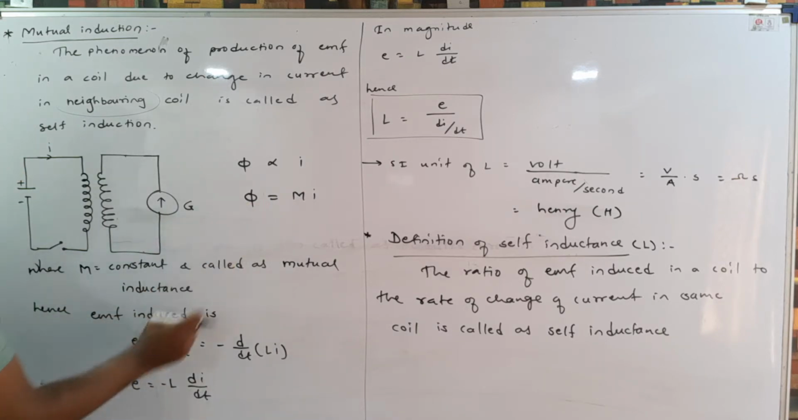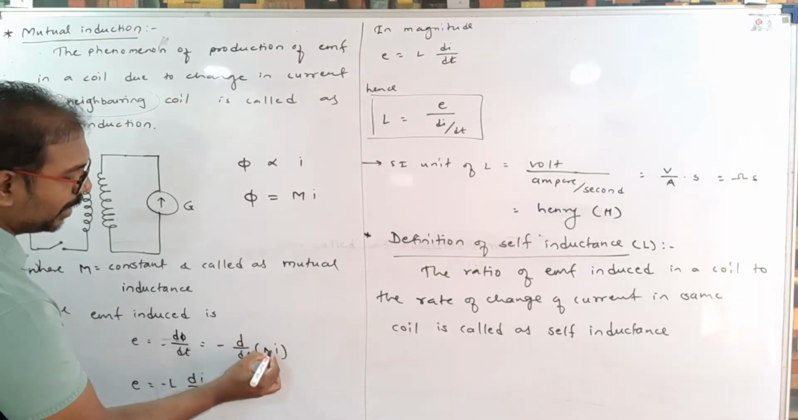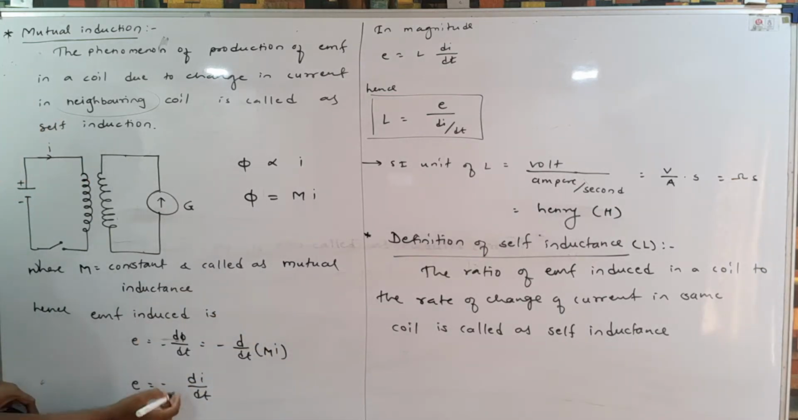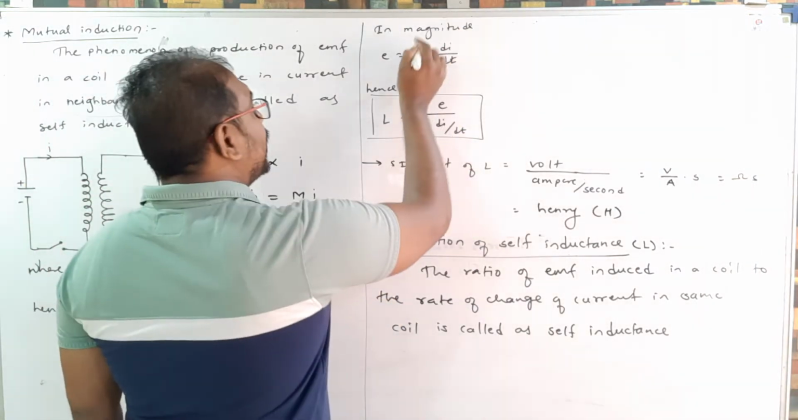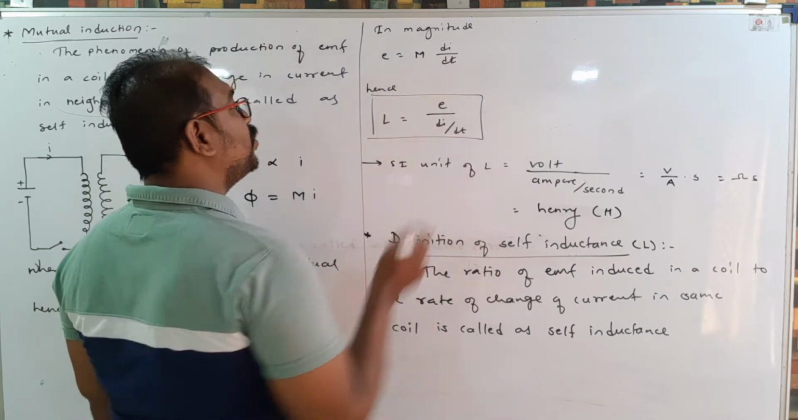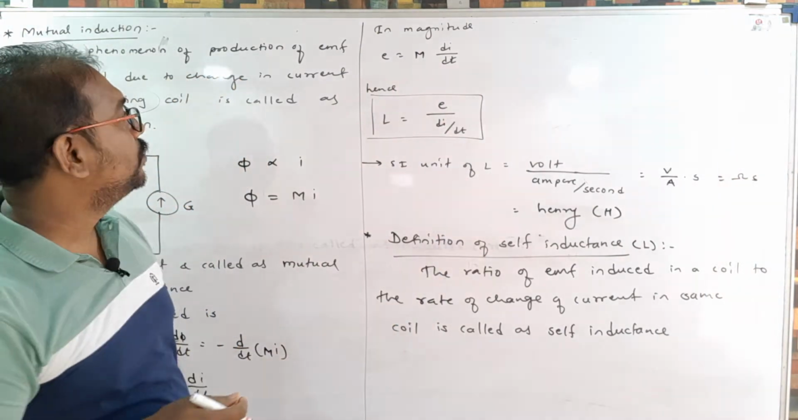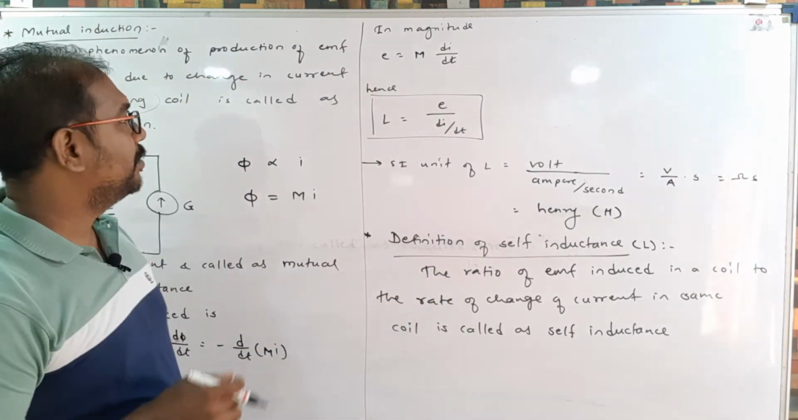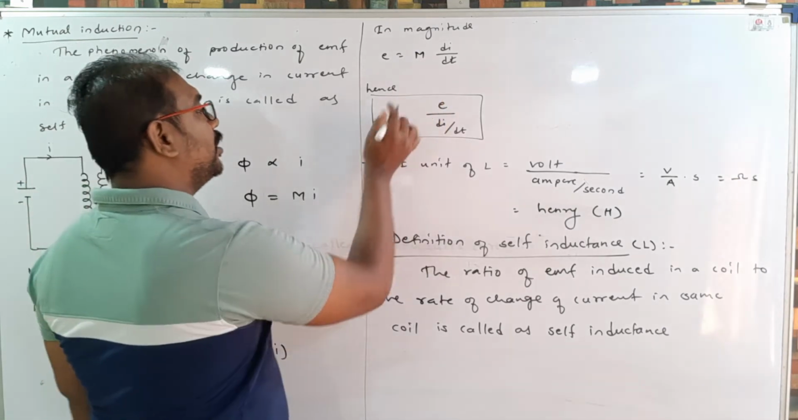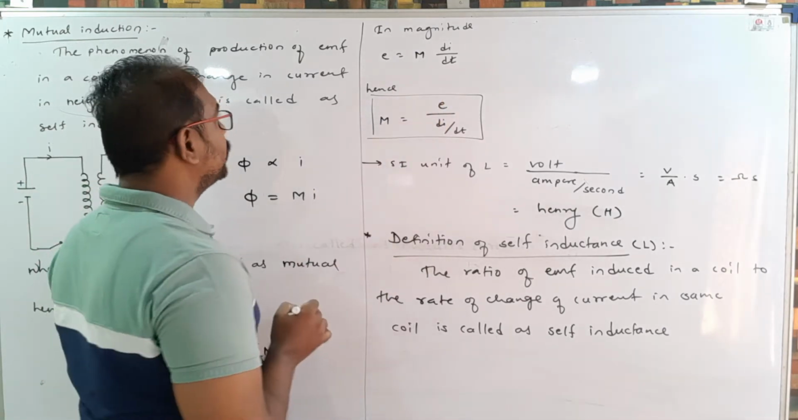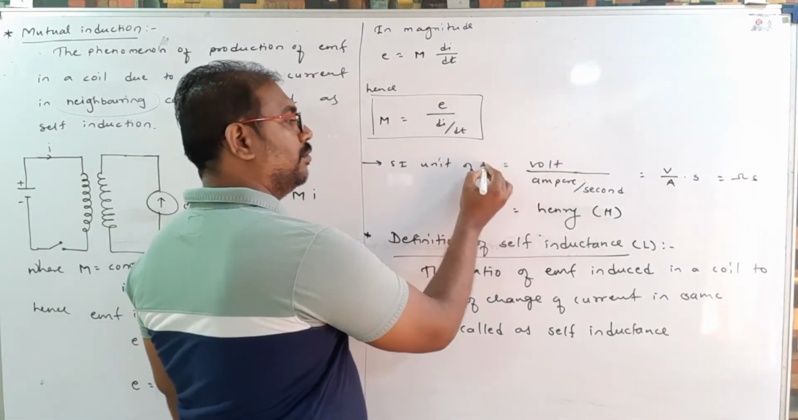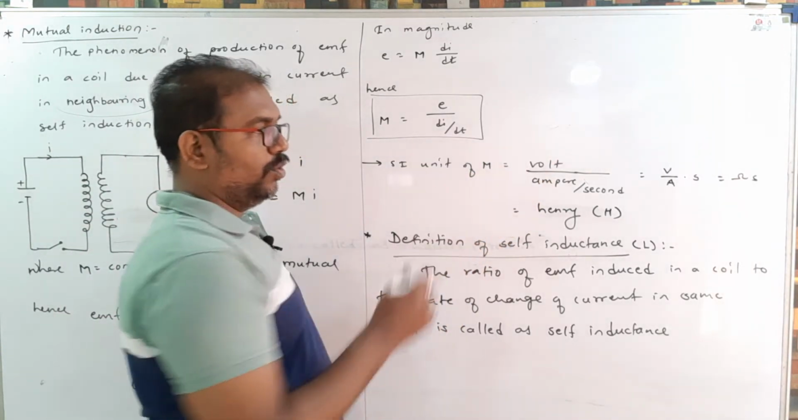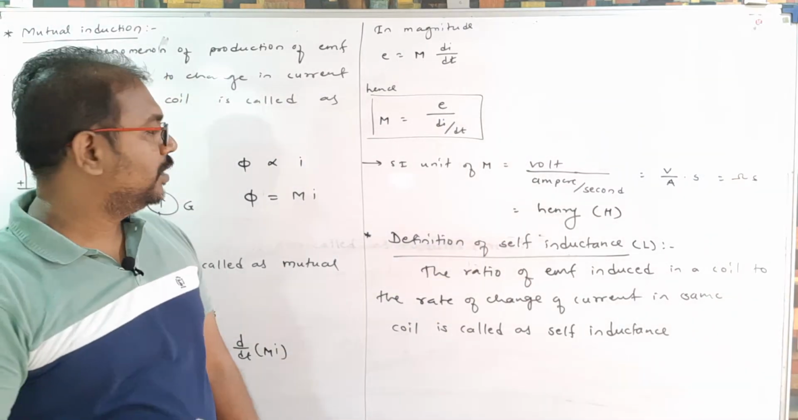Now we can write EMF induced is minus d phi by dt. This phi we can substitute: phi is M into I. M is a constant, take it out. So we get E is equal to minus M di by dt. In magnitude we can write without the negative sign, so E is equal to M di by dt. Hence we can write the formula of mutual inductance: M is equal to this. SI unit is ohm second or Henry.